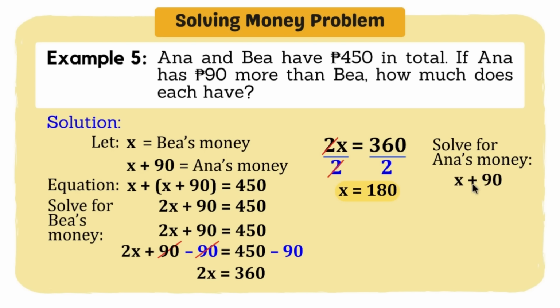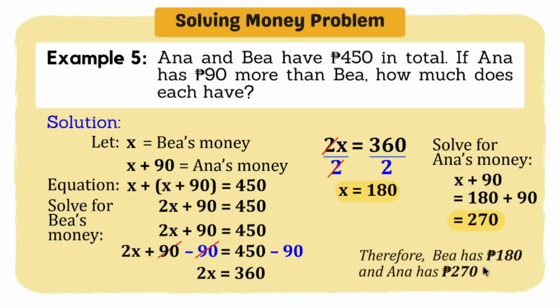Okay, now to solve for Anna's money, we can just substitute here in the representation, x plus 90. X will now be 180. So 180 plus 90, it will be 270. So if we're going to check this, pwedeng i-add mo ito. Since sabi sa first sentence, pag pinag-add natin, magiging 450. Tama ba? 180 plus 270, yes, it will be 450. Okay, now, therefore, Bea has 180 pesos and then Anna has 270 pesos.